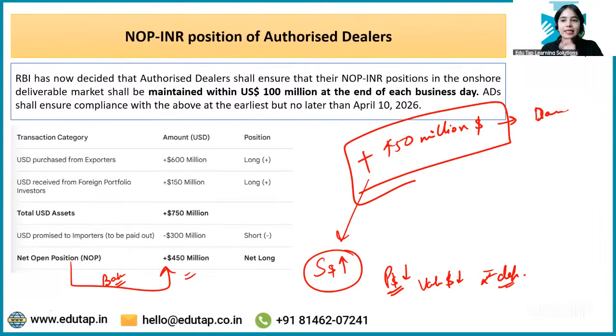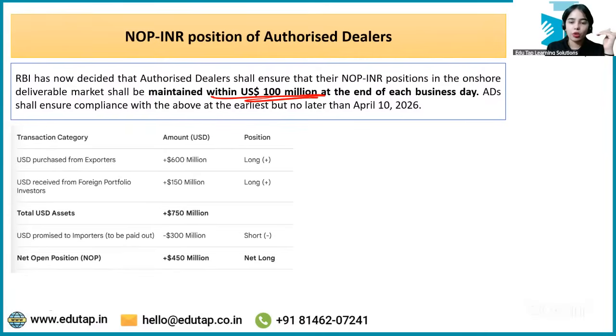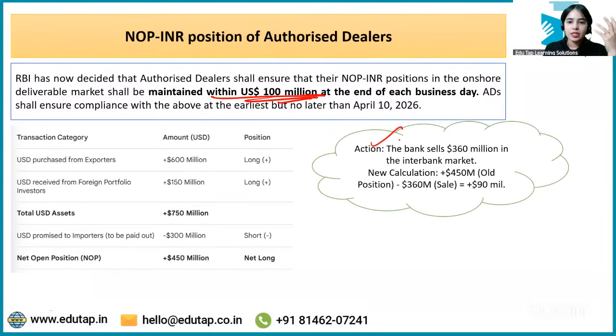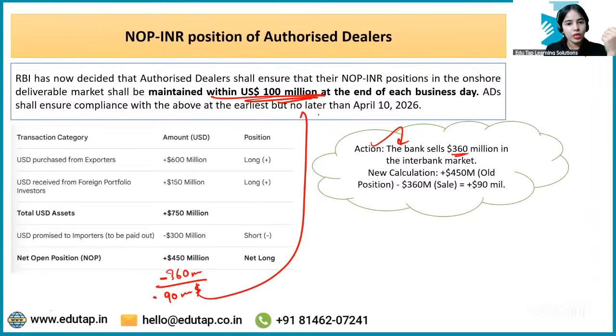So now RBI has said that an authorized dealer bank can only hold how much for a day? Maximum they can hold is $100 million, or within $100 million they can hold. So the action is that the banks have to sell. Let's say the bank is selling $360 million. So how much is left with the bank? If the bank is selling $360 million, $90 million is left with the bank. Is this under the allowed limit? Yes, this is allowed because they have to hold within $100 million.